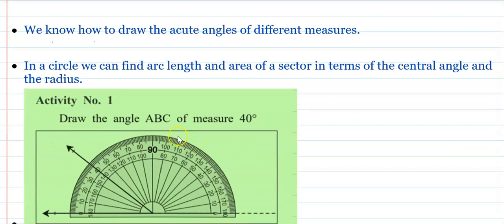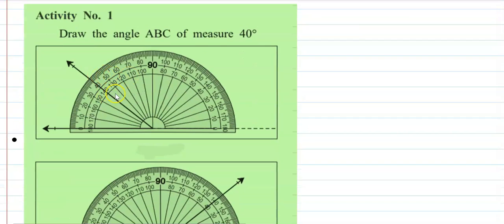Now let's recall. We know how to draw the acute angles of different measure. In a circle, we can find arc length and area of sector in terms of central angle and the radius. Now see, this is the figure. Draw the angle ABC of measure 40 degree.